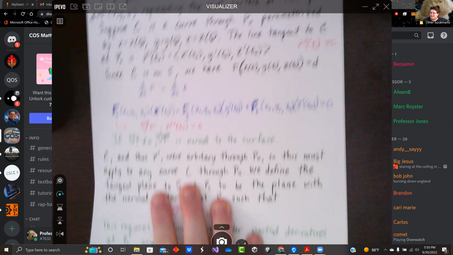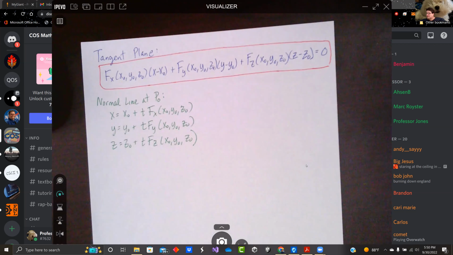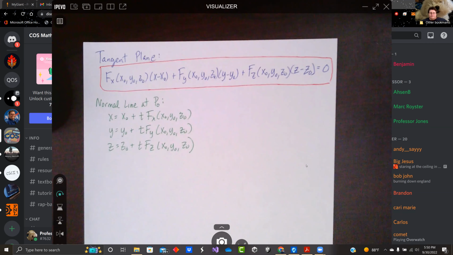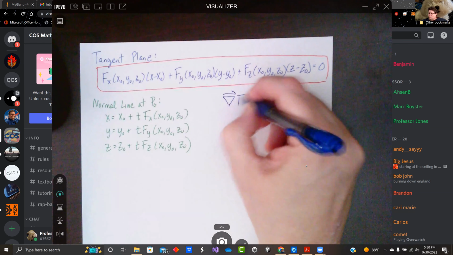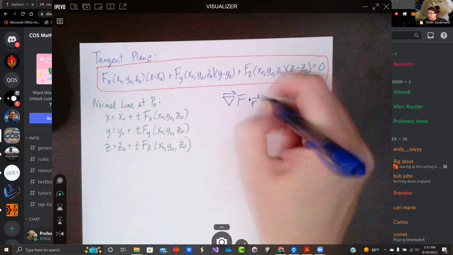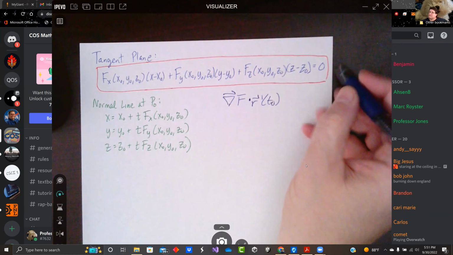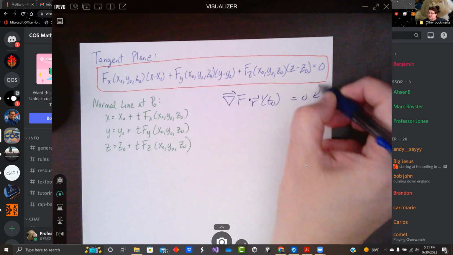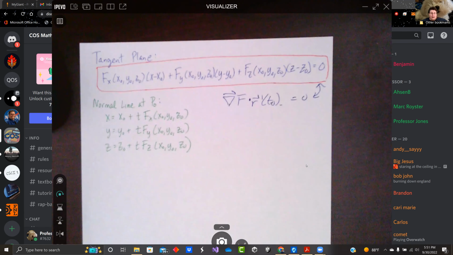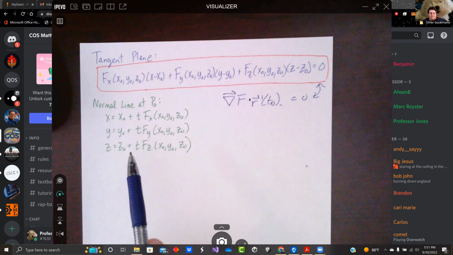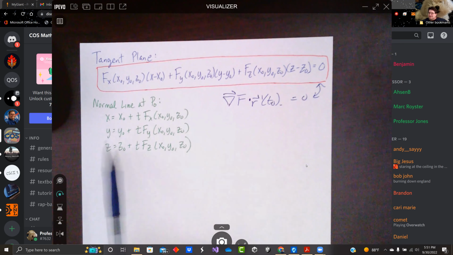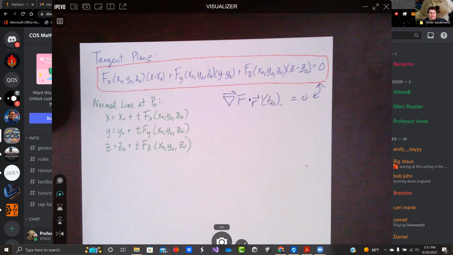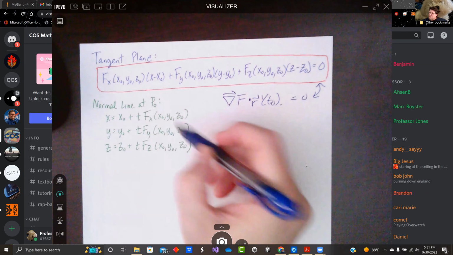And so what does that give us in terms of some equations? We've got the tangent plane, or gradient of f dotted with R prime of T naught. These two are interchangeable. I think this one's easy to remember. And we could do the normal line. So what's the normal line at this point? We're starting at X naught, Y naught, Z naught, and we're going in the direction of the gradient of f. So the normal line is T times that. This is pointing outward.